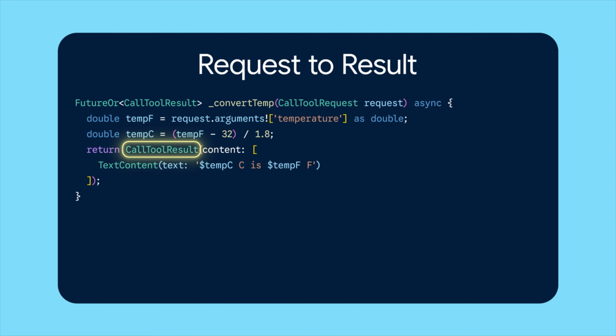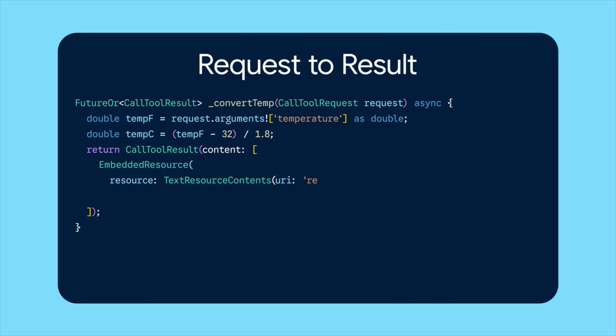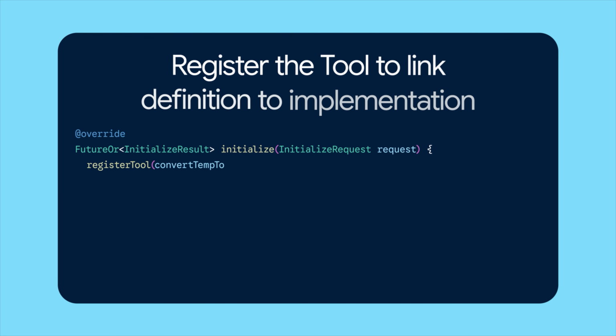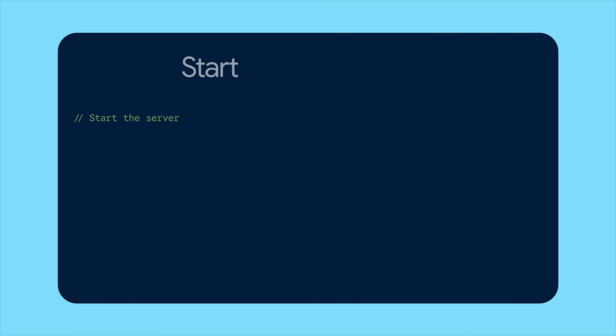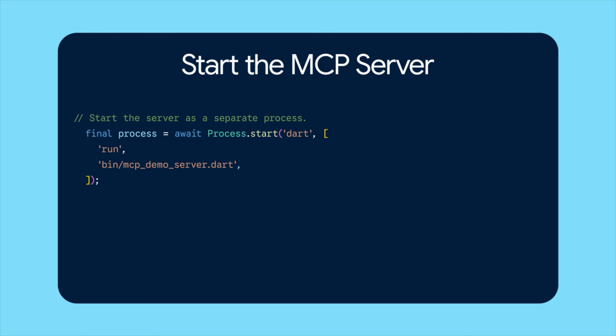After the calculations are done, the function should return a call tool result with a list of content objects containing the result. Content objects can be text, images, audio, or an embedded resource. Finally, remember to register the tool to link the tool definition to the tool implementation. Let's start the MCP server on a separate process using Dart run.